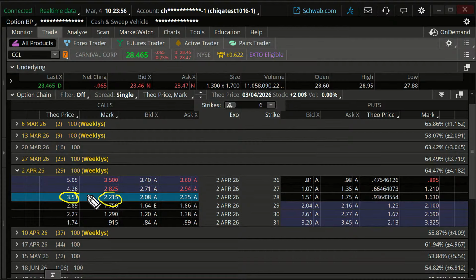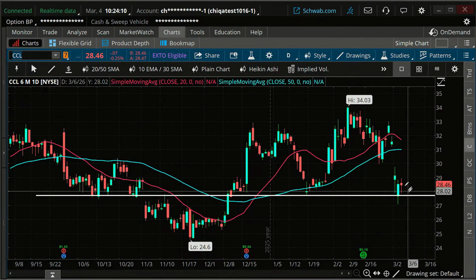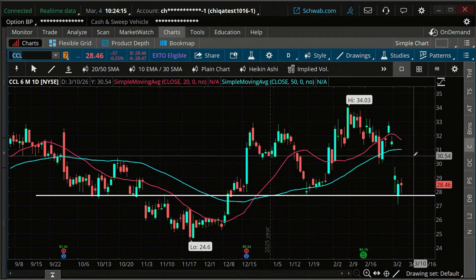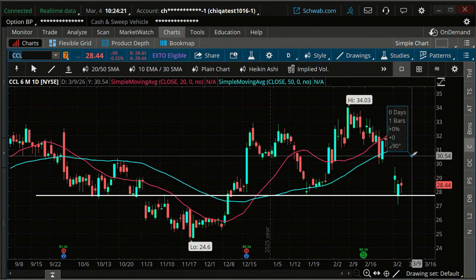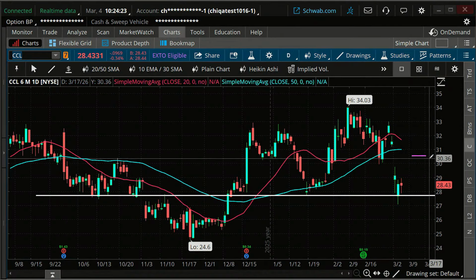And a $2 move, that's less than a 10% move on the stock. Is that realistic? A $2, a $3, a $4 move? Well, let's look at the chart. A $2 move would bring us up to about here. That doesn't seem unrealistic here, given this chart. May happen, may not happen, but that doesn't seem out of the realm of possibility.